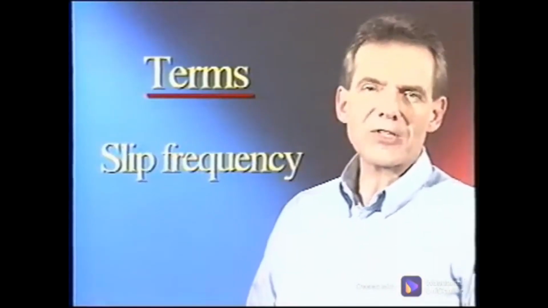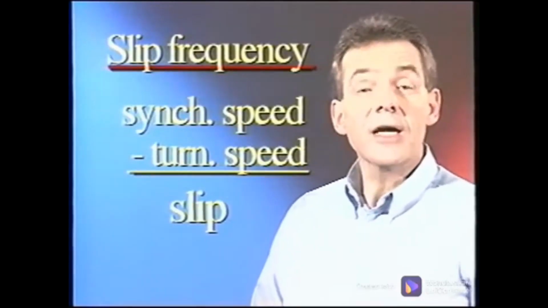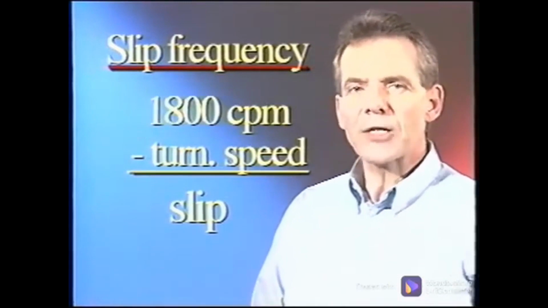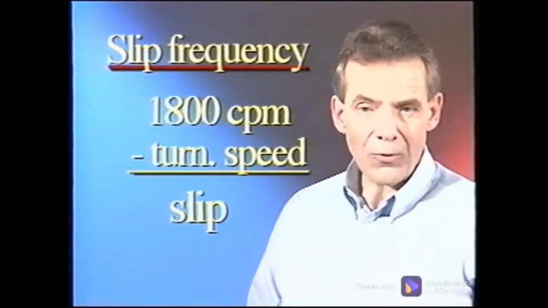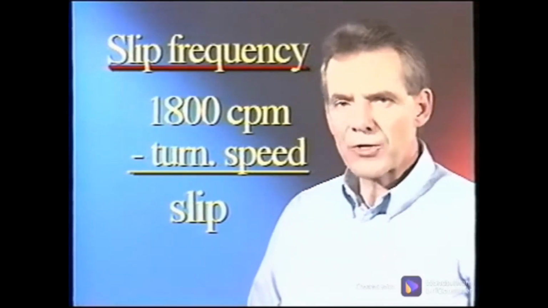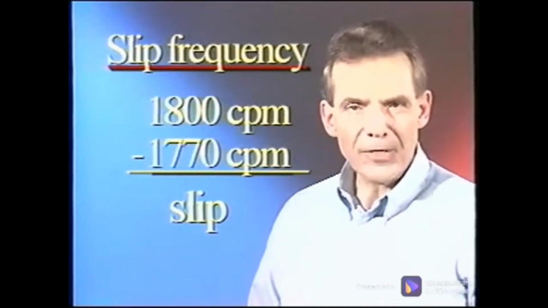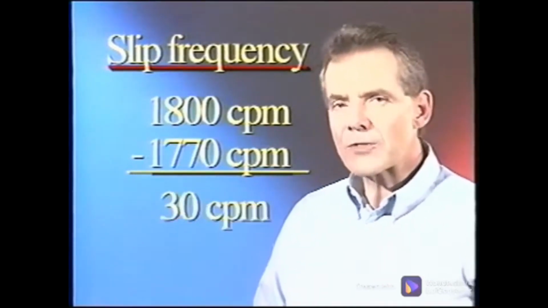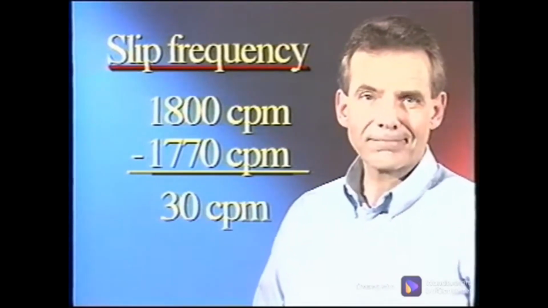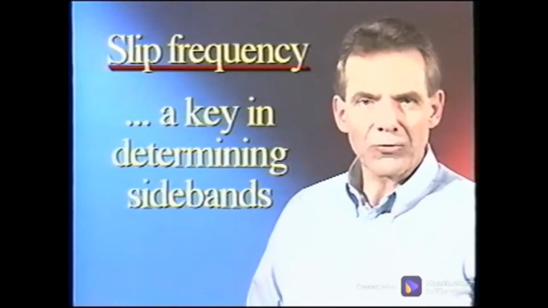One is slip frequency. Slip frequency is the difference between the synchronous speed and the actual turning speed. For example, a synchronous speed of a 4-pole motor is 30 Hertz, or 1800 cycles per minute. However, the actual shaft turning speed may only be 29.5 Hertz, or 1770 RPM. The difference is a half Hertz, or 30 cycles per minute, and is called the slip frequency. This slip frequency is a key in locating sidebands in spectral data.